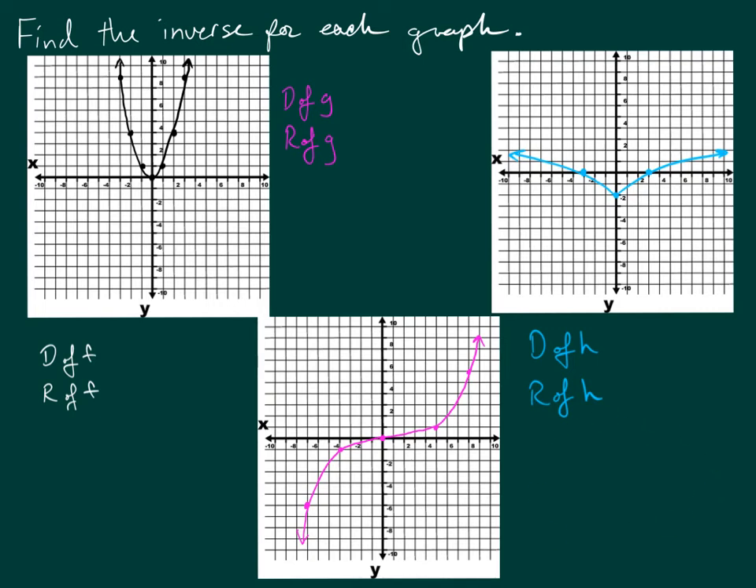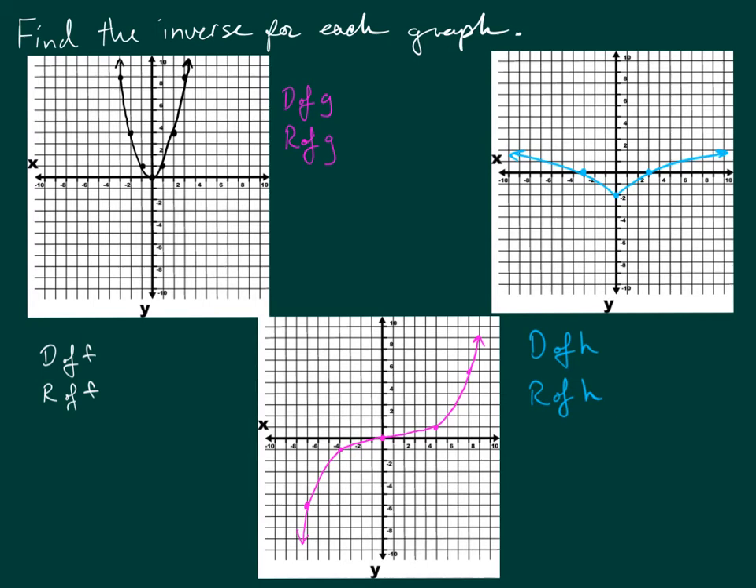All right, so for this first one over here, we have this graph. And you're asked to find the inverse of this graph. Well, that's easier done than said. What you need to do is create a list of ordered pairs from the points that you see. So I see this point is 0, 0, 1, 1, 2, 4, 3, 9, negative 1, 1, negative 2, 4, negative 3, and 9.